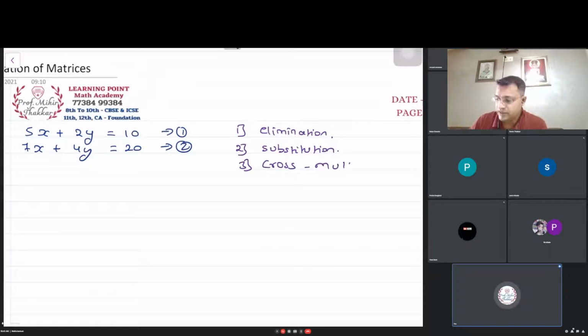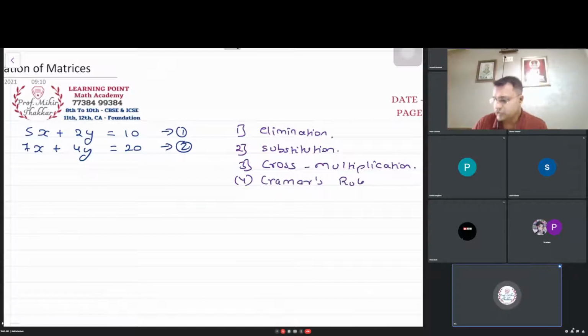All those who have done their 10th standard from the CBSE board must be knowing this. For others, this method is not there in the 10th standard. For the state board, I don't think so, for ICSE as well. But yes, CBSE has this. So if anybody of you has done it from CBSE, you must have heard about this method. And the number 4 method is Cramer's rule.